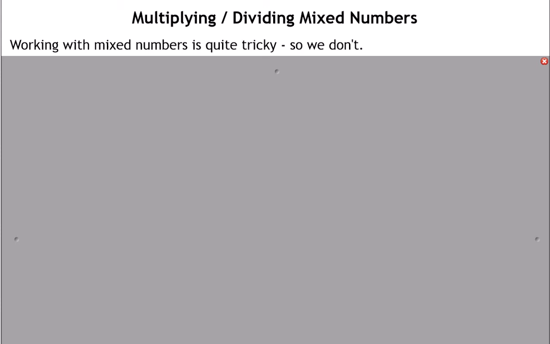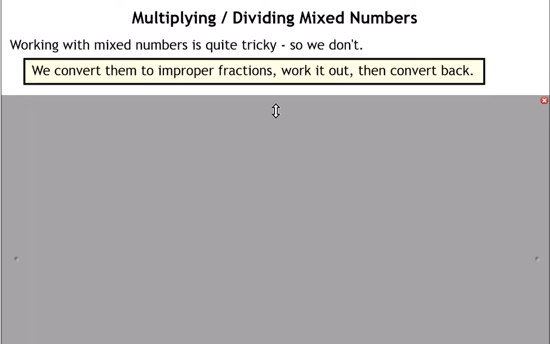So that's your heading, and the biggest thing to know here is that working with mixed numbers is quite tricky, and so we don't do it. Okay, we kind of cheat our way around it. It's easier to work with normal fractions, even if they are improper, top-heavy ones. And so what we do here is we convert our mixed numbers to improper fractions, then we do our workings, and then we convert back at the end, basically.